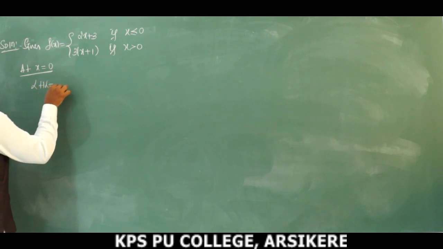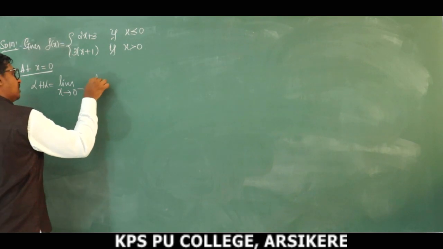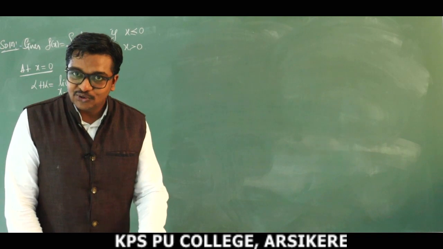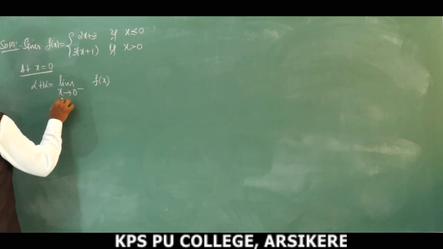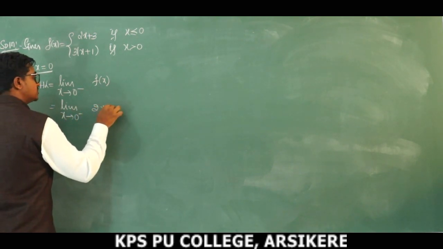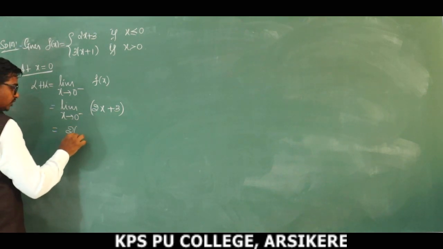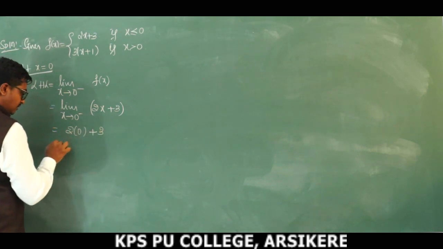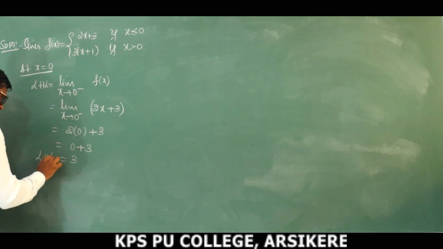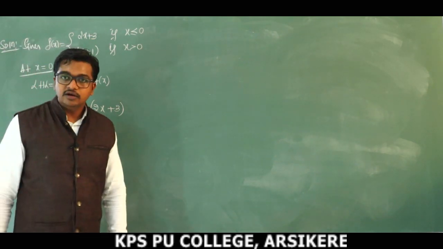LHL is equal to the limit as x approaches 0 minus of f of x. When the value of x is less than 0, the function becomes 2x plus 3. So this is equal to the limit as x approaches 0 minus of 2x plus 3. Replace x is equal to 0 here, that becomes 2 into 0 plus 3, that is 0 plus 3 equal to 3. This is our LHL. LHL is 3.